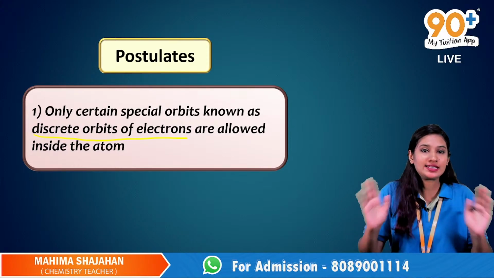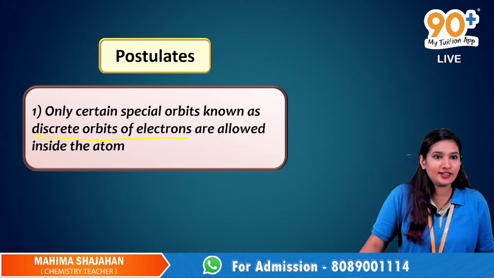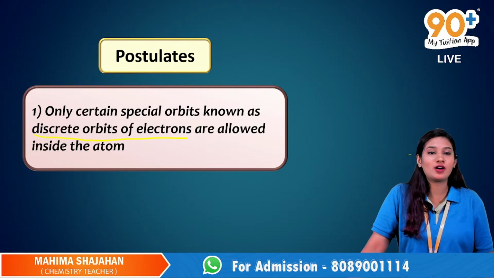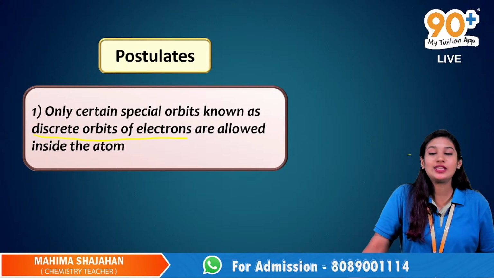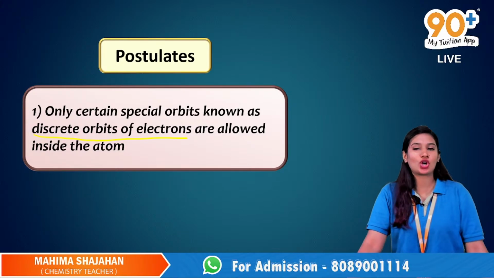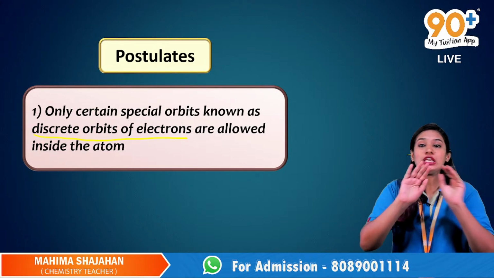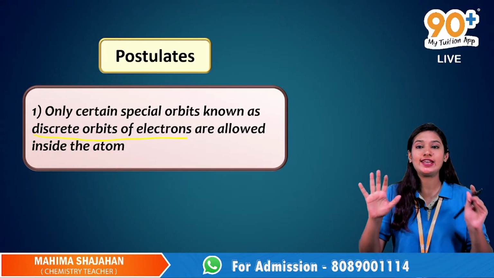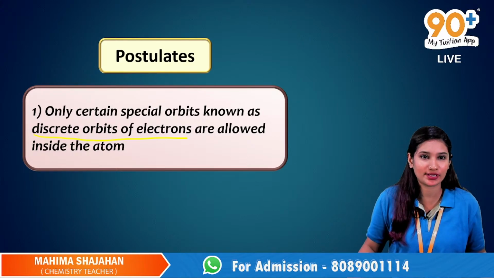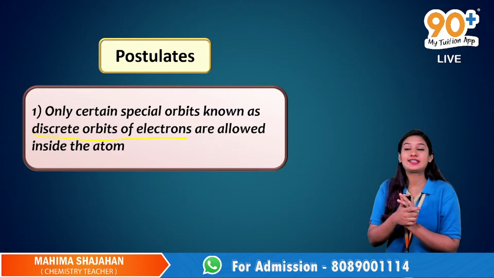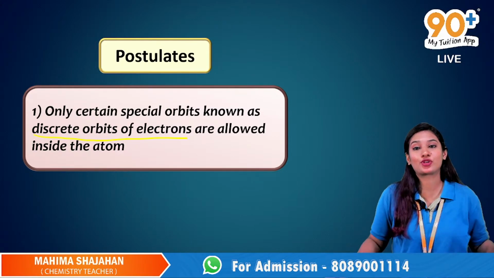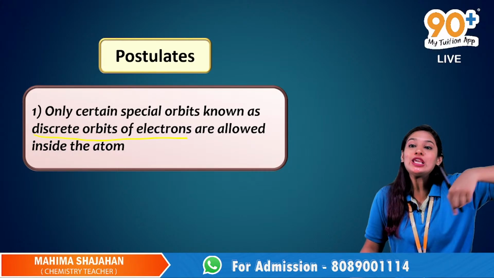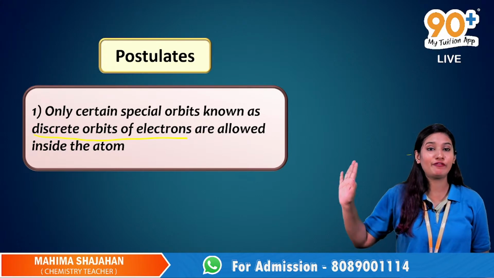Is it clear? Any doubts with the first postulate? Now, what do you mean by a discrete orbit? In a discrete orbit, the energy will be fixed. These are orbits with fixed energy, and in these fixed energy orbits the electrons will be present and revolving. This is the first postulate.